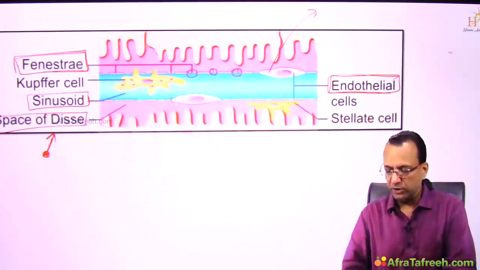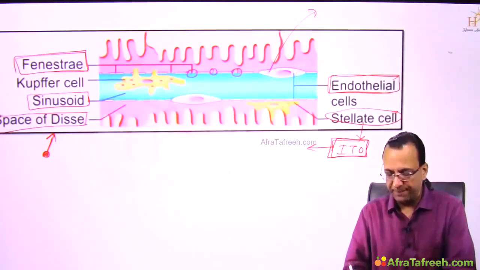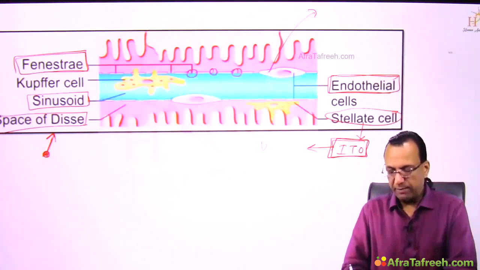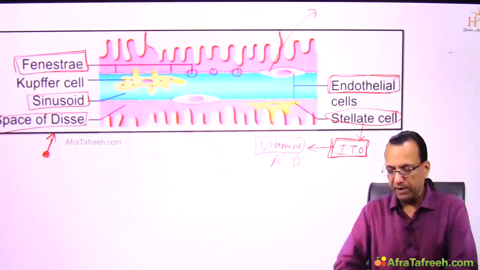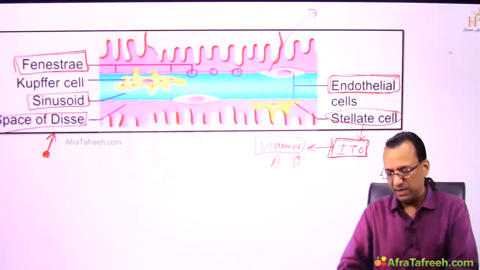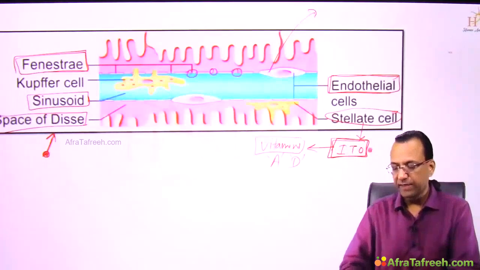What is the function of the hepatic stellate cell of Ito? It helps us to absorb vitamins like vitamin A, vitamin D. Yes, the hepatic stellate cell of Ito is in the perisinusoidal space of Disse. This is the diagram which we are going to draw.